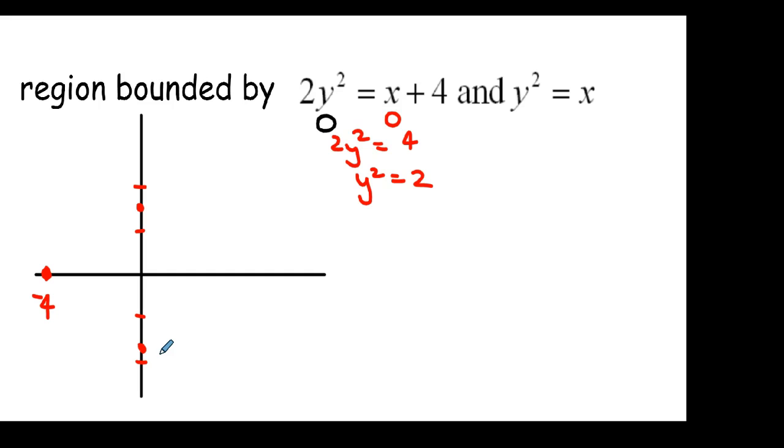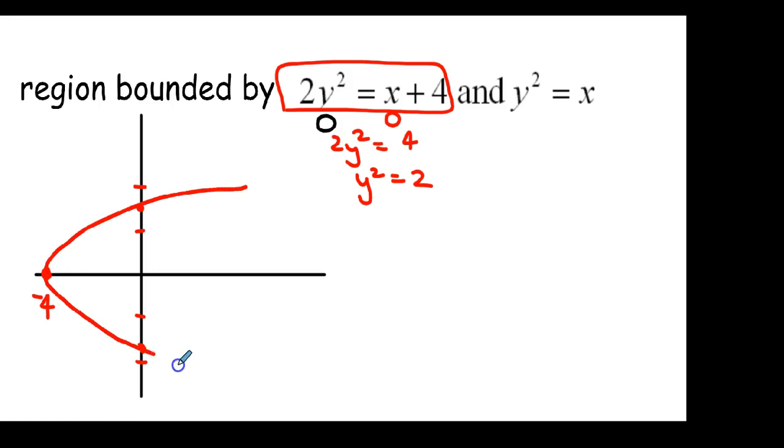You can plot more points if you need to, but the basic shape should be a parabola. This one opens to the right. The coefficient of the squared variable is positive, so it opens in a positive direction.